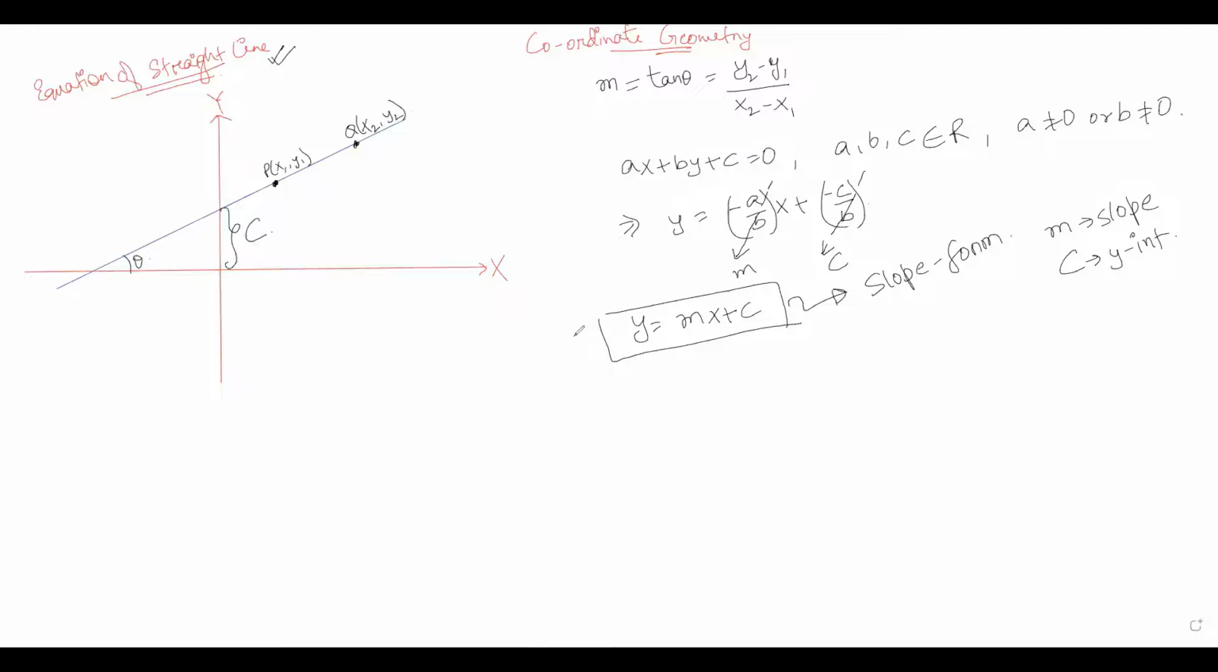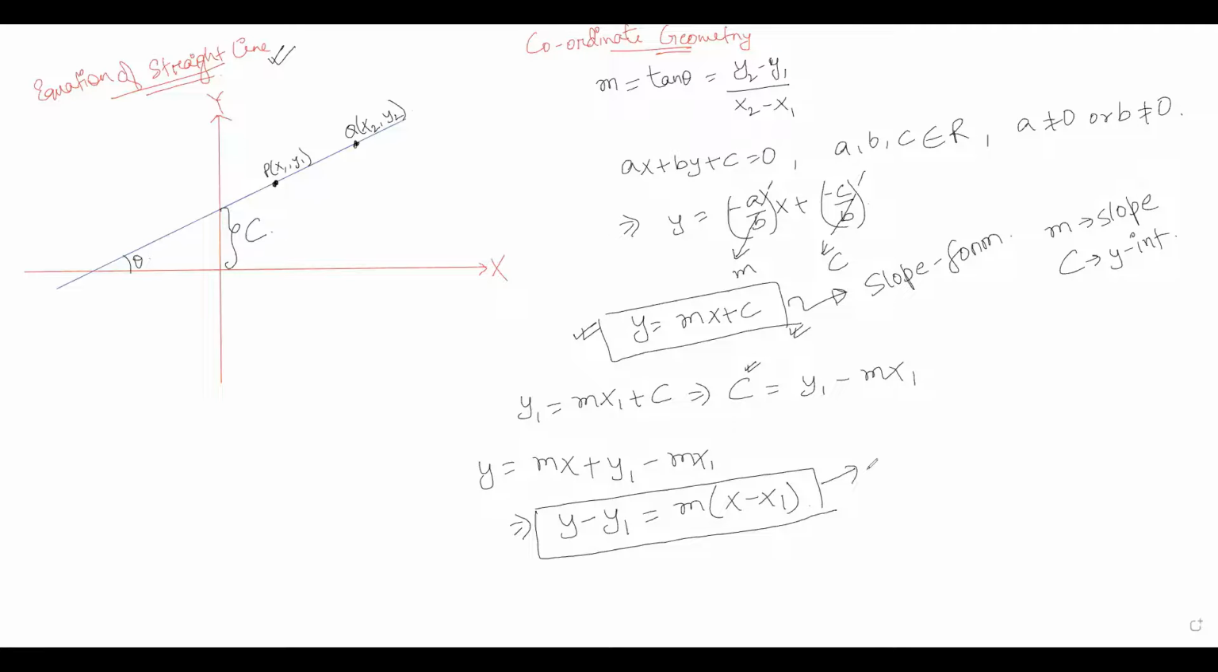Now, if this line is passing through the point x1, y1, then this point will satisfy this line. So we can write y1 equal to mx1 plus c. From here, c can be written as y1 minus mx1. Now, if we put the value of c here, in that case, y would be equal to mx plus y1 minus mx1, which can be rewritten as y minus y1 equal to m into x minus x1.